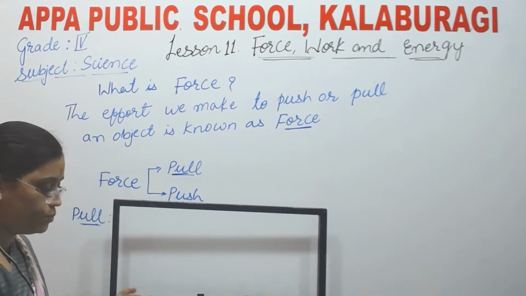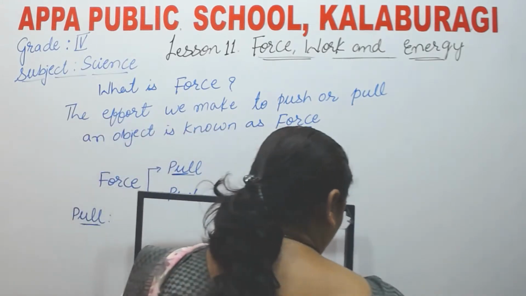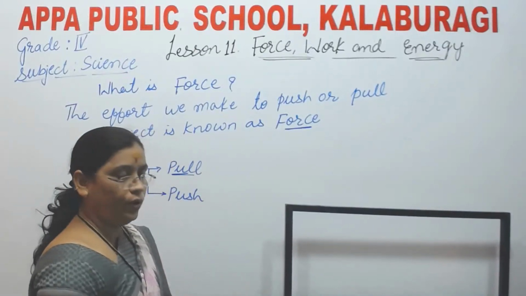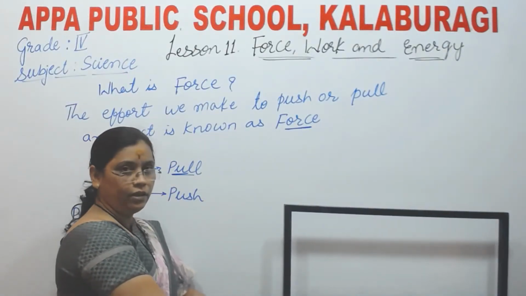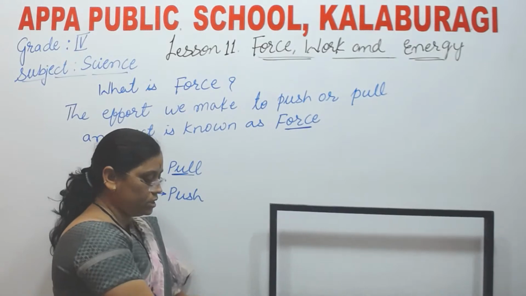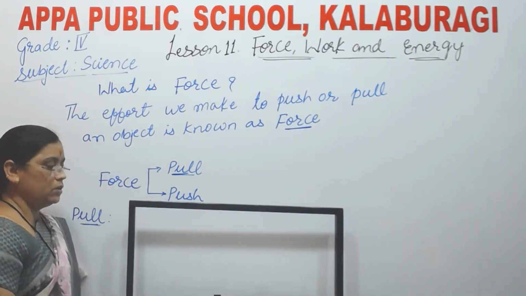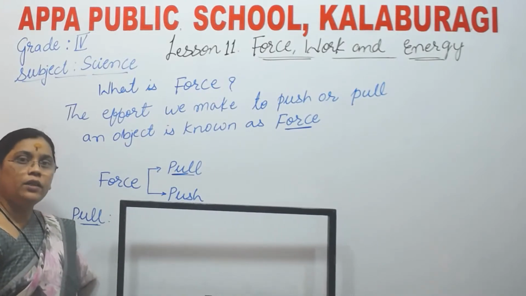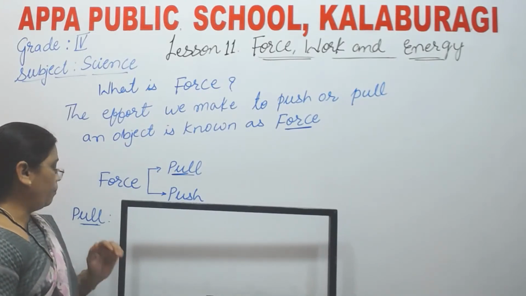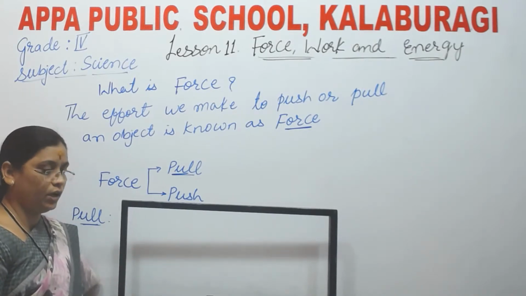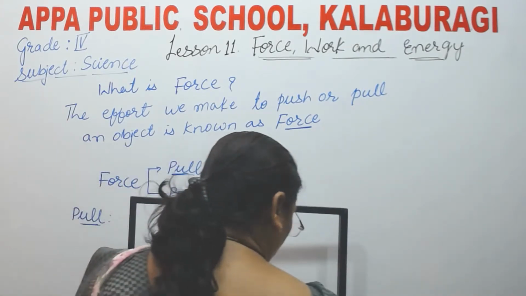Got it, children? What is pull? I'll show once again. Here the table is not moving now. When you apply the force, the table is moving towards me. So when the objects move towards you when we apply the force, that is known as pull. Got it, children? What is pull now?